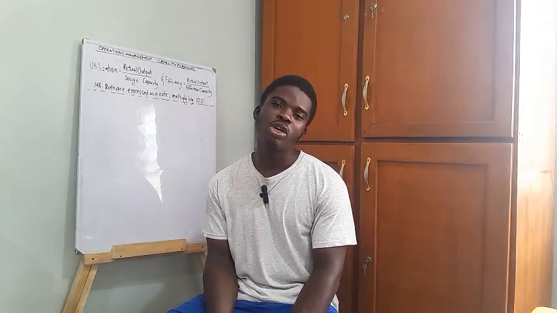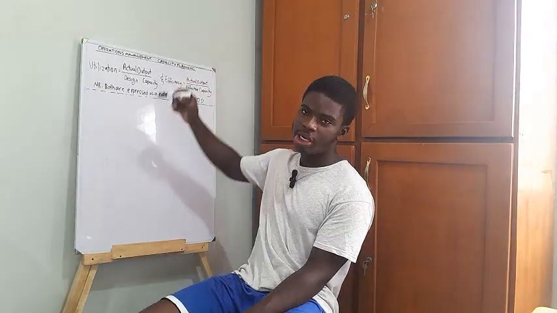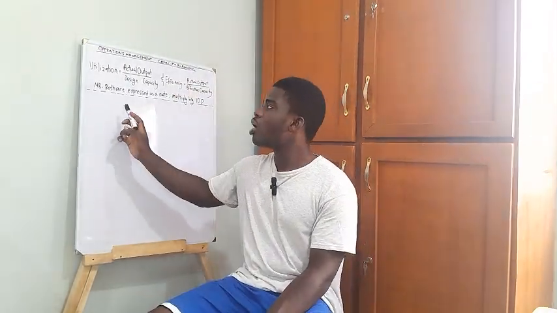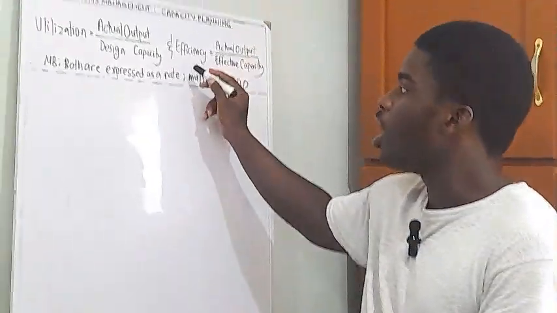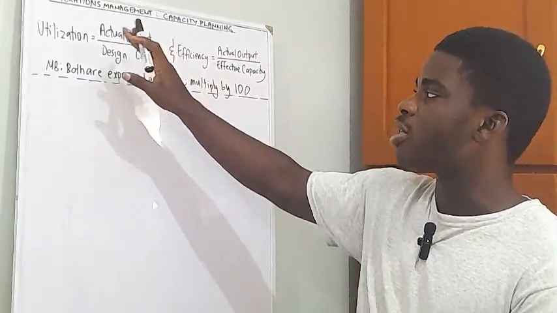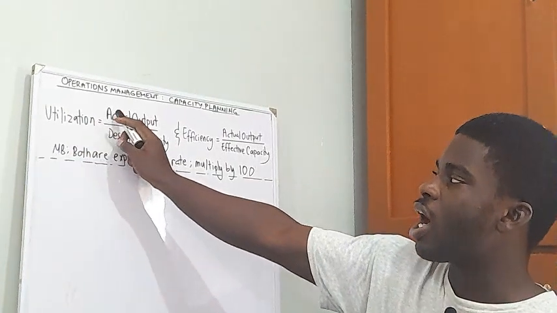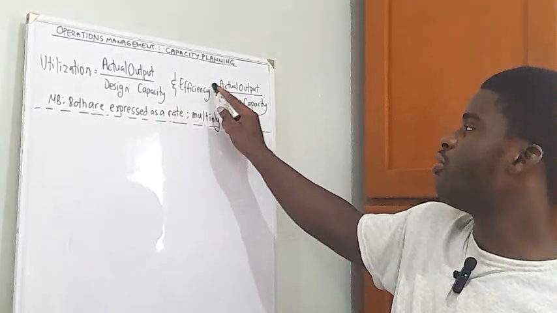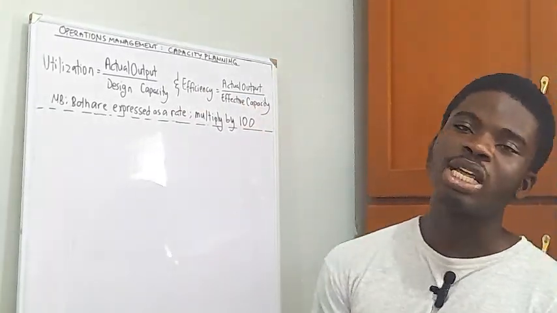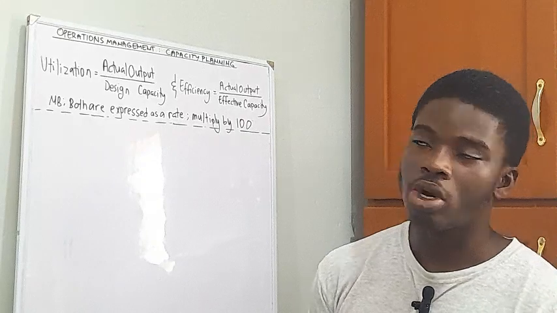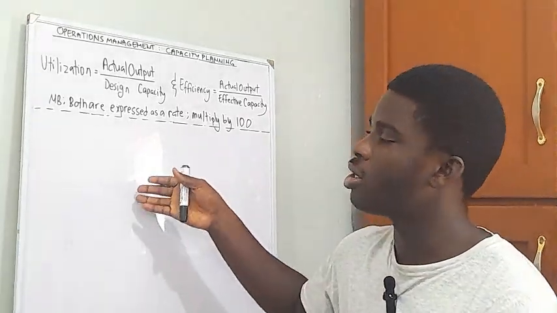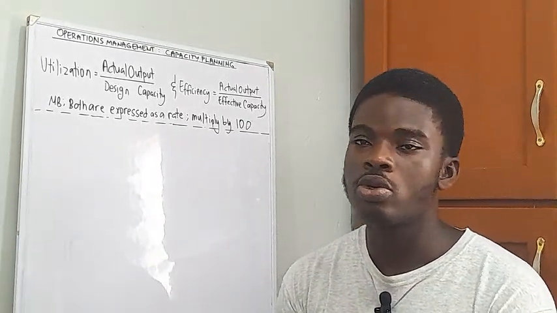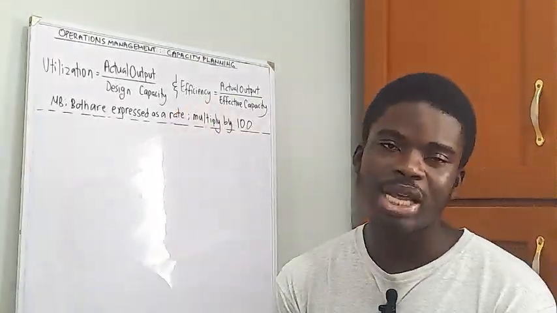In this episode, we're looking at a practical session for operations management. That's the ninth chapter, capacity planning, right? So we're looking at how to calculate utilization and efficiency. These are the formulas. Utilization is given by the actual output divided by the design capacity. Then the efficiency is the actual output divided by the effective capacity. We've already talked about this in the theoretical aspect, so we're just going to dive right in.